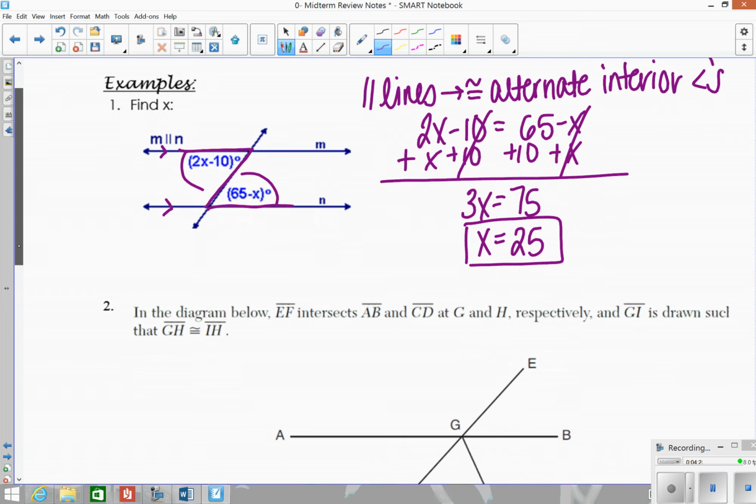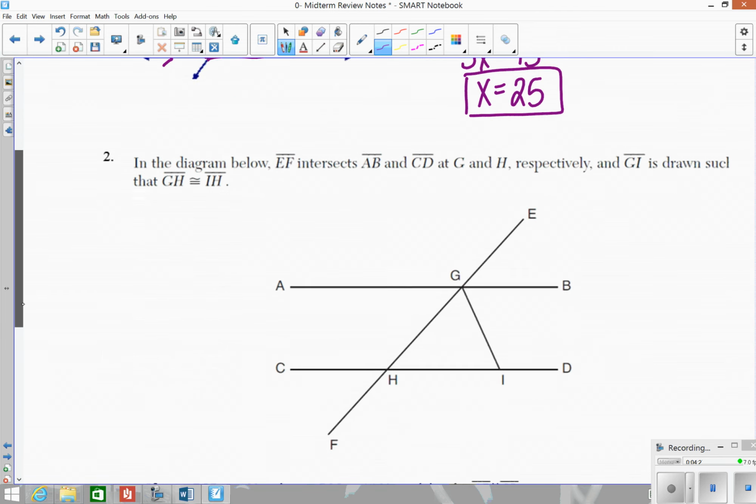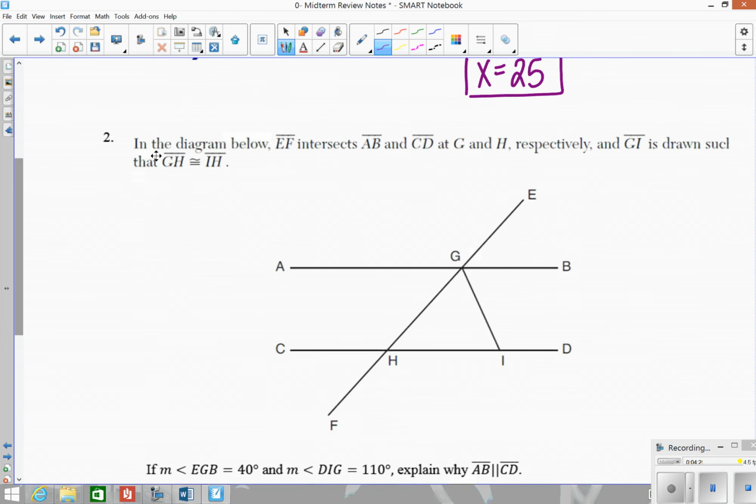The next one's a little bit more challenging, and it's actually an old Regents question. So they're basically just describing the diagram, but this part right here is going to be important, that GH and IH are congruent. So let's go ahead and mark that.